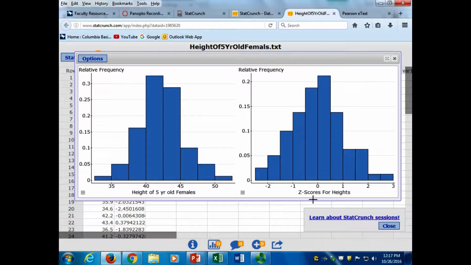What about the mean itself? What's the z-score of someone who's exactly average height? What's their z-score? Someone said it. 0, right? If your height is 42.2 inches tall, and you're one of these girls, what's your z-score? 0, right? So if the original distribution is centered around the mean, then the z-score should be centered right around 0, because the mean has a z-score of 0.